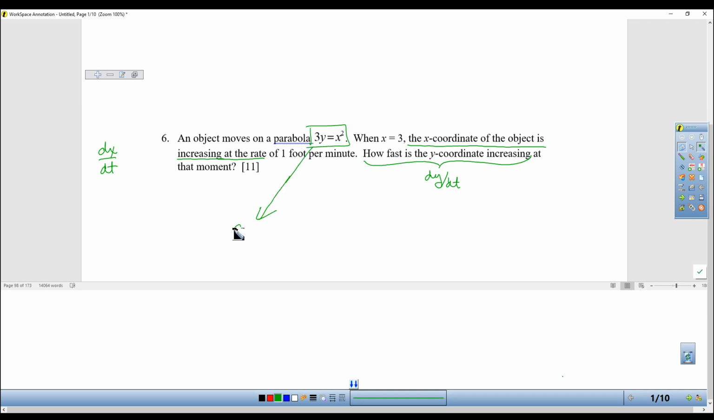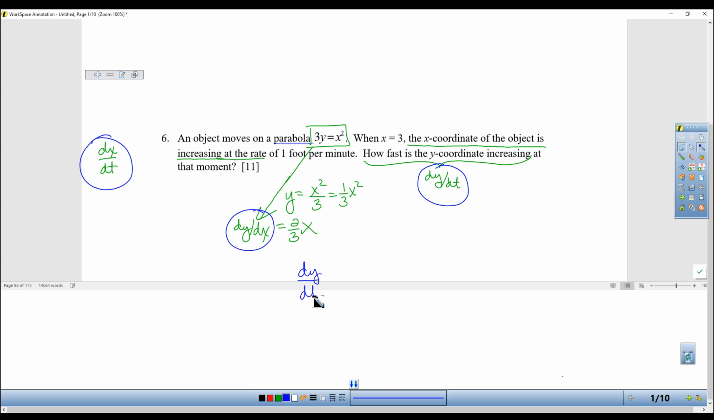We're capable of finding dy/dx. So it's up to you whether or not you divide by 3 first. Most people choose to do that. y is equal to x squared over 3, or even easier, 1/3 x squared. So dy/dx is equal to 2/3 x. So I see my 3 parts, and I can put them together in a chain.